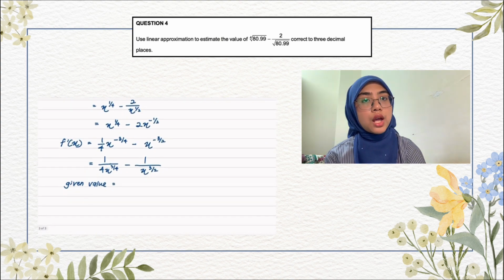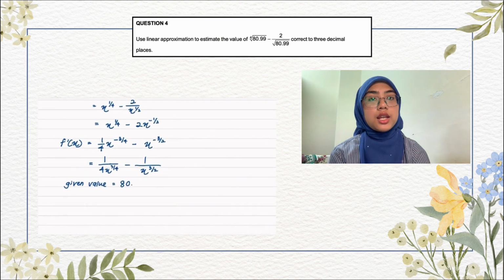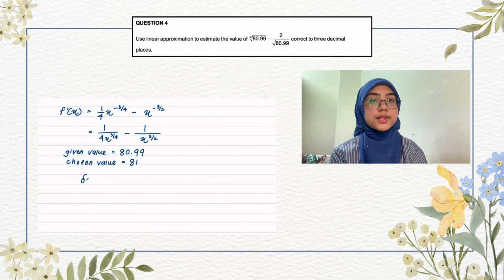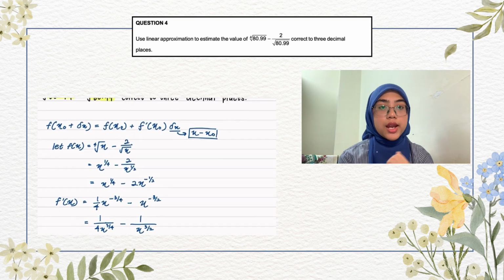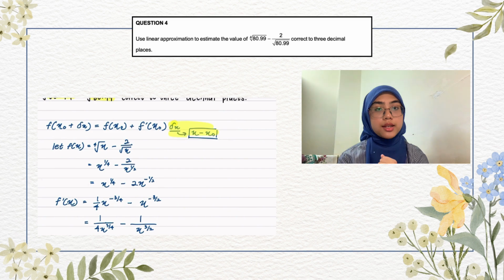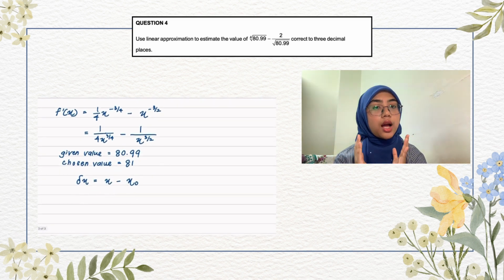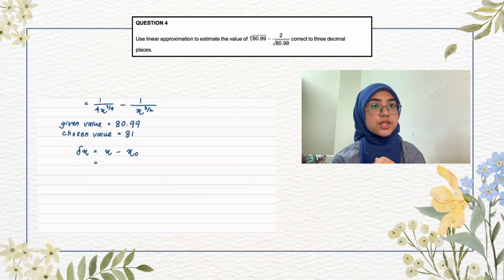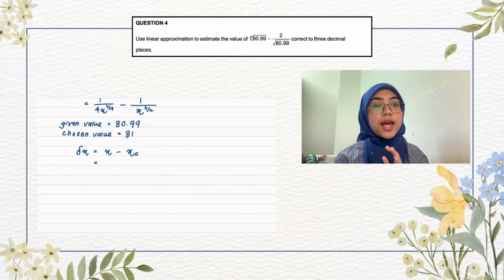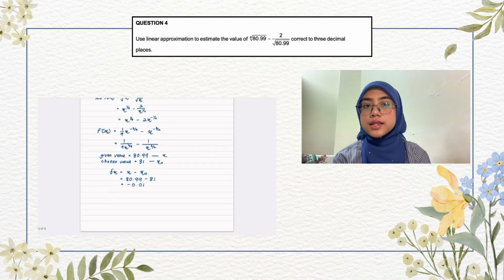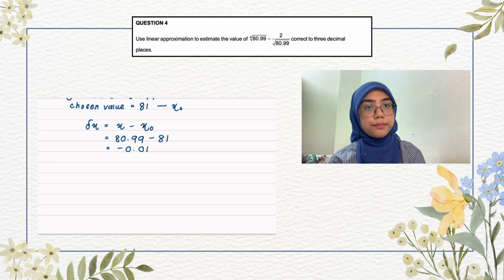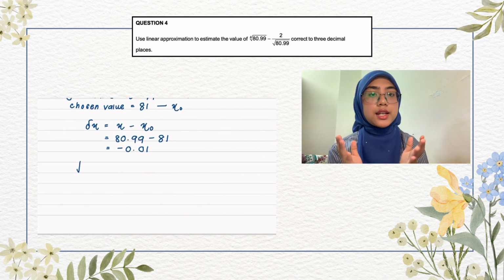Now the given value that we got is 80.99, and in this case we are going to make it a whole number, so we are going to choose the value of 81. So we already have the chosen value and the given value. So we are clear to use the formula of delta x, which is x minus x initial. So 80.99 minus 81, we will get the answer of negative 0.01. Now we already have the delta x here.